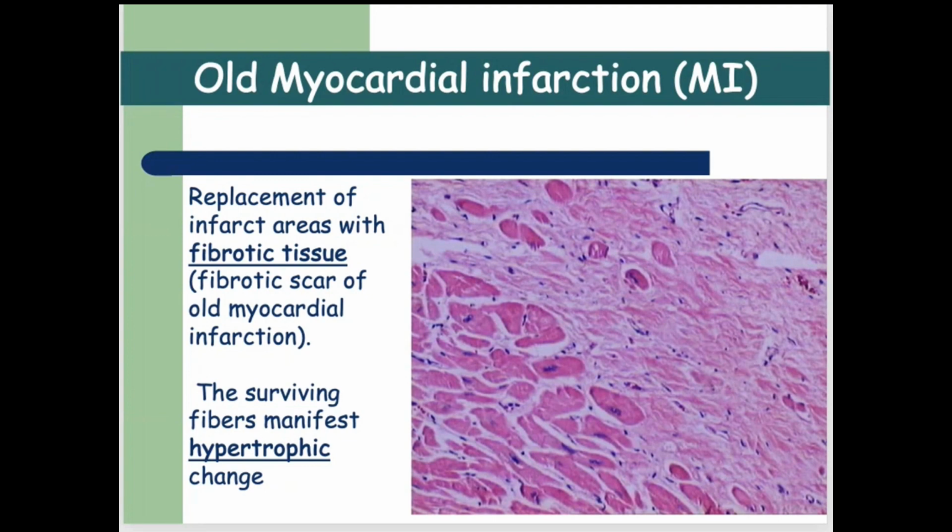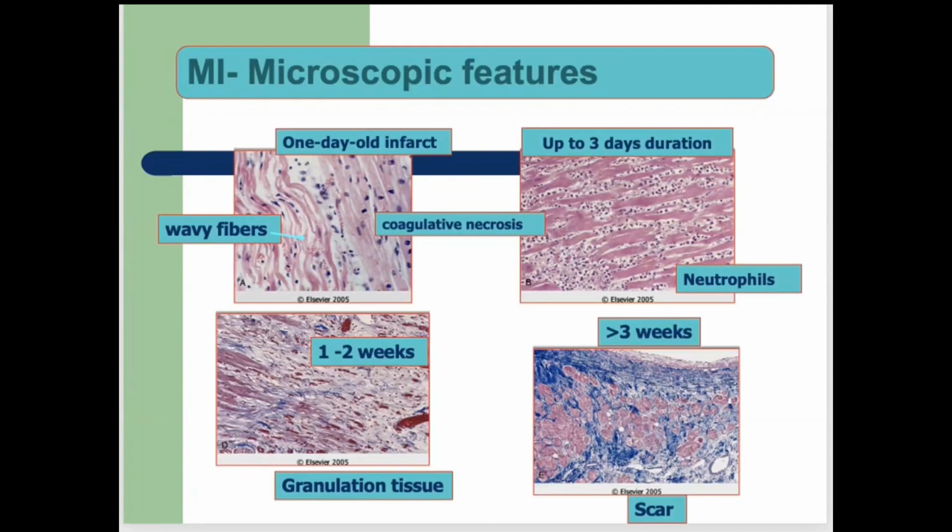This picture is showing the changes according to the time. There were many other graphs, written graphs, which I've removed because they were more confusing, but this is a good picture to show you that if the infarct is only 1 day old, you can only see some irregularity or waviness of the fiber. This is the normal part, and this is the waviness of the part.